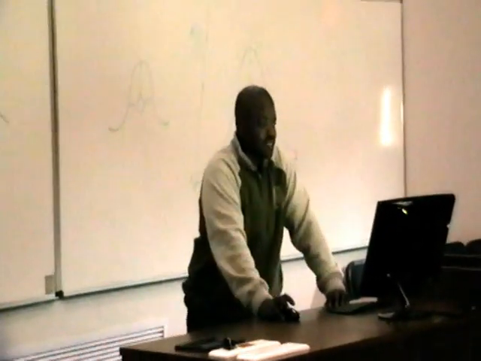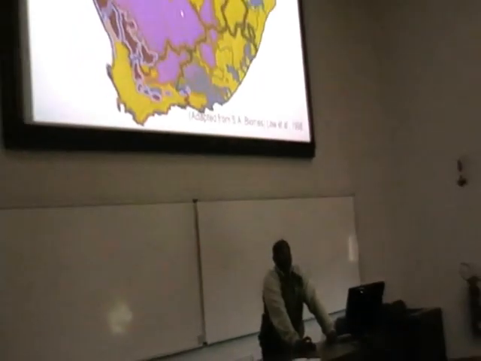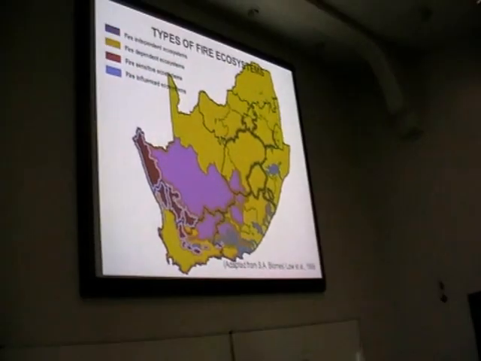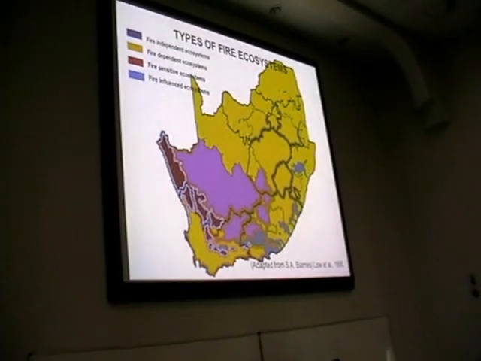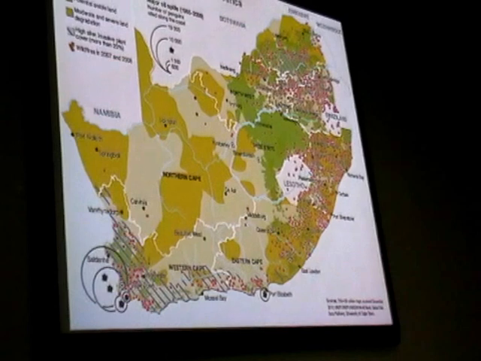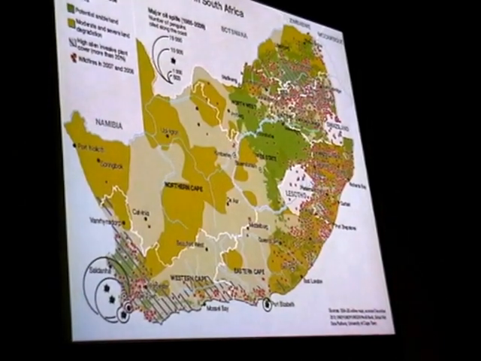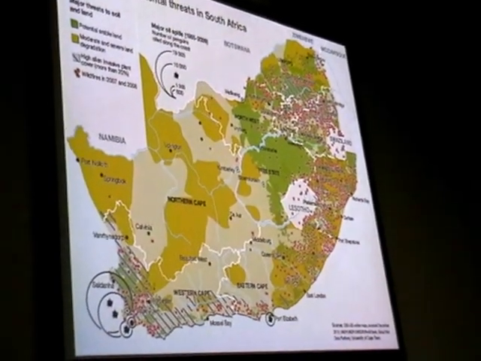Let's move on, ladies and gentlemen. This is how the country is divided in terms of fire ecosystem. The map is adapted from the SA biome. Let's move on. This is the map which I would like to explain a little, ladies and gentlemen.